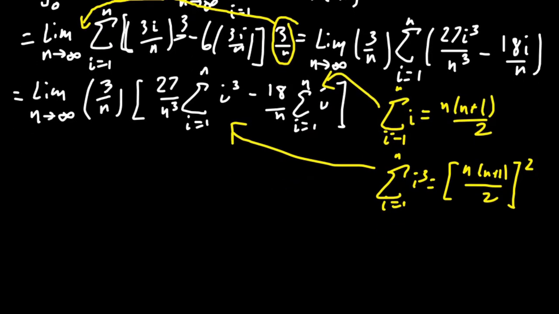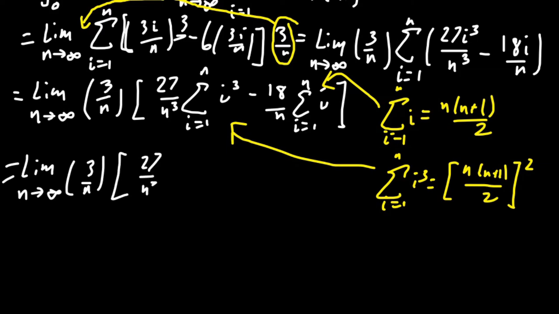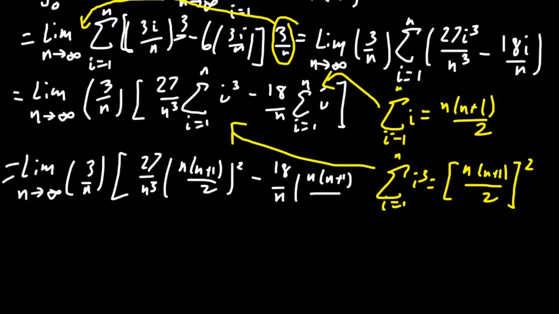And so let's see what we have again. We got our limit as n goes to infinity. We get 3 over n. And then plugging these in for the formulas there, you get 27 over n cubed times n times n plus 1 over 2 squared, minus 18 over n times n times n plus 1 over 2. So we plug those in there, and now I'm going to try to factor this thing.